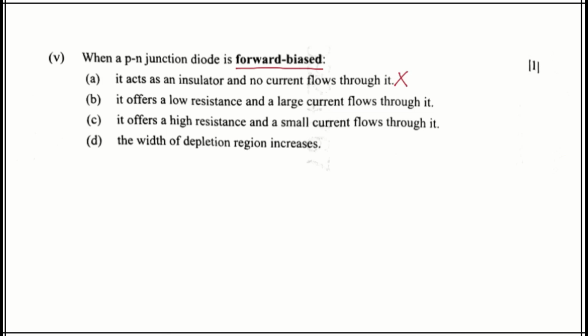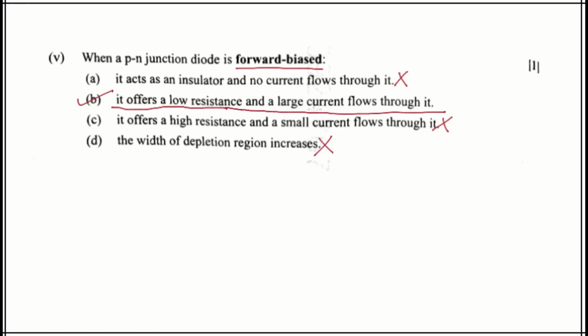Option B, it offers a low resistance and a large current flows through it. So it is a correct statement. So we go with this one. Option C, it offers a high resistance and a small current flows through it. It is also incorrect. Option D, the width of depletion region increases. We know depletion region increases in the reverse bias condition. So in this case, it is also incorrect. So we go with option B, it offers a low resistance and a large current flows through it. So option B is the correct answer.